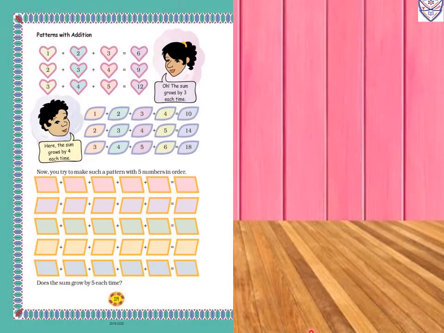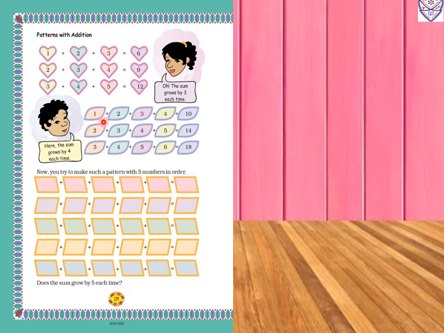Now page number 114, pattern with addition. 1 plus 2 is 3, 3 plus 3 is 6. Here we will make a pattern with addition. Now 2 plus 3 is 5, 5 plus 4 is 9, then 3 plus 4 is 7, 7 plus 5 is 12. So what is this? The sum grows by 3 each time.